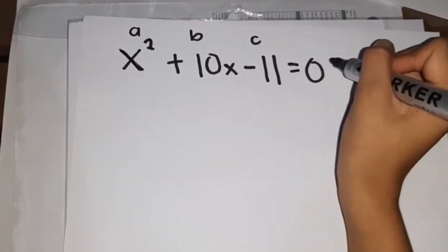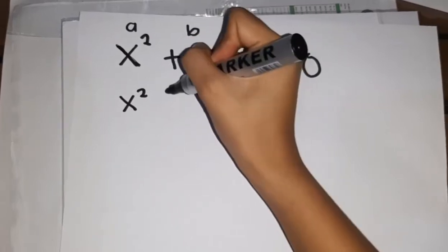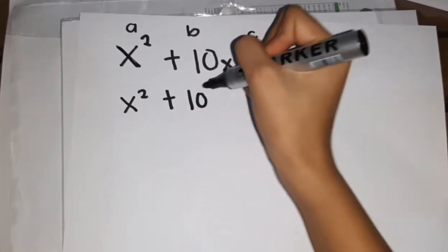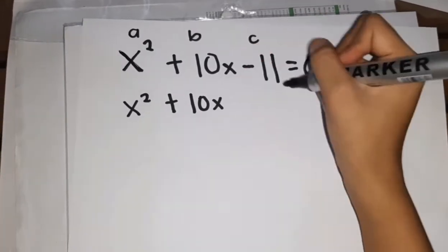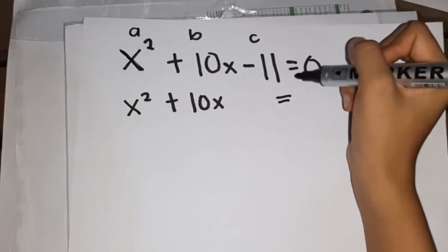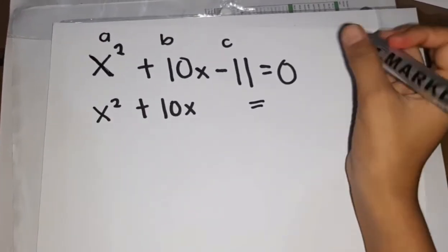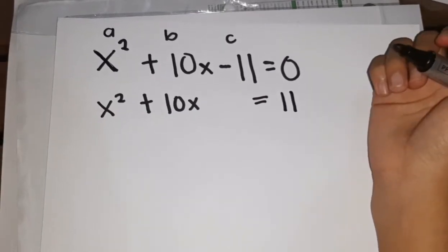is to separate the constants, or the c, so we'll transport c to the other side. So it will become x squared plus 10x equals c. Since we are transporting negative 11 to the other side, it means we need to change the sign. It will become positive 11.